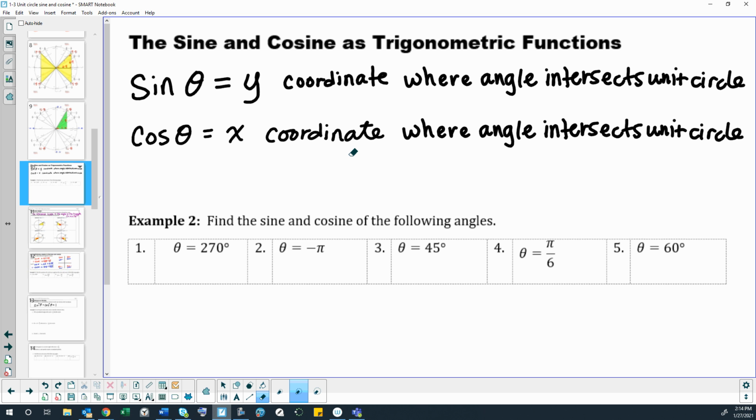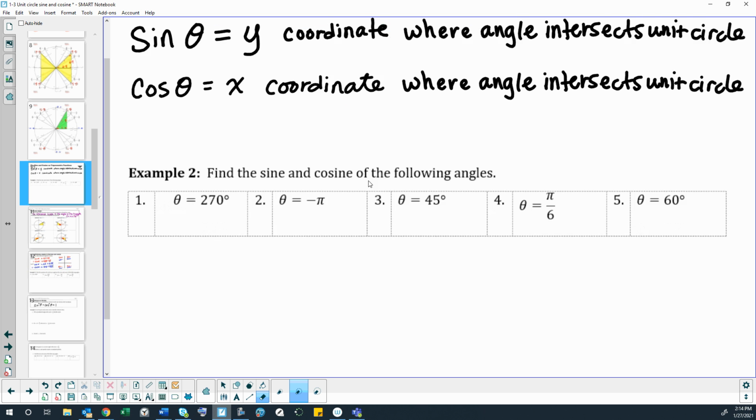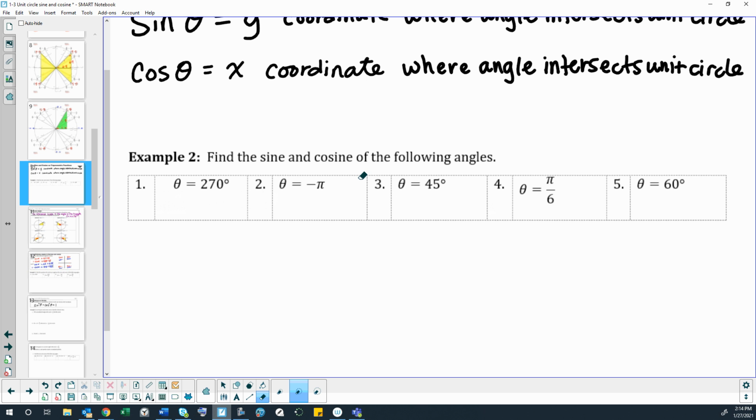Okay, let's go ahead and use this idea to find the sine and cosine of the following angles. I always like to sketch a picture of my angle in standard position. It doesn't have to be pretty. So 270 would be here. That helps me remember where the point is that it crosses the unit circle. So that's going to cross at (0, -1), correct? That means that the sine of 270 is -1, and the cosine of 270 is 0.